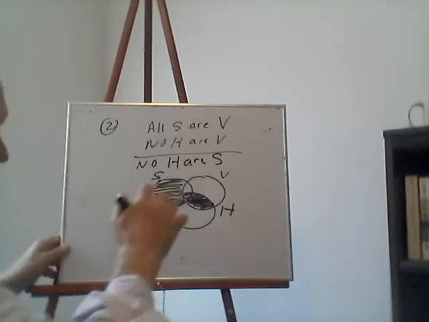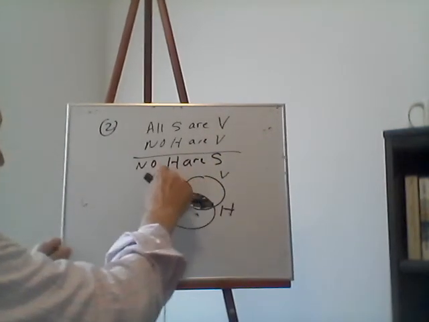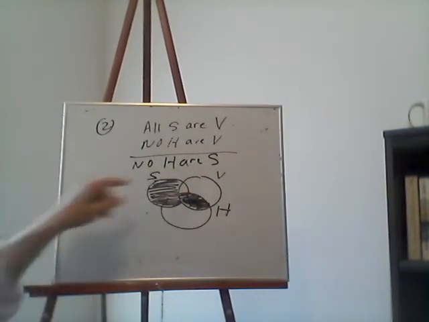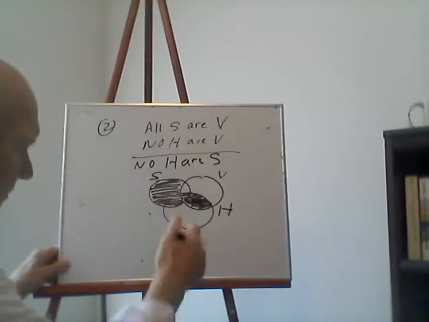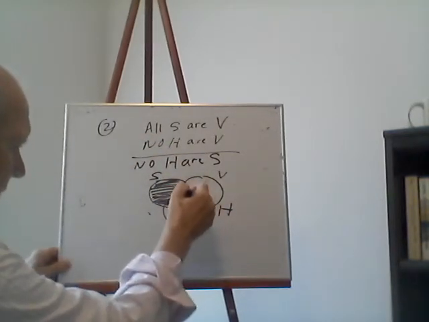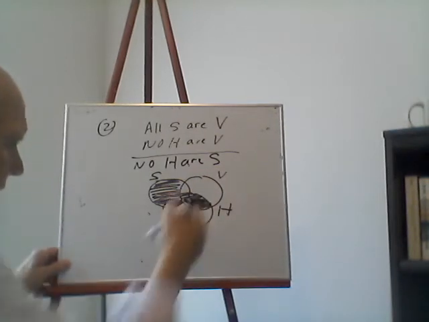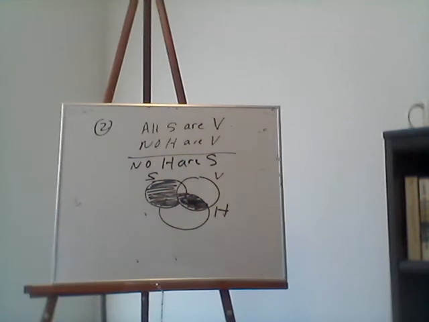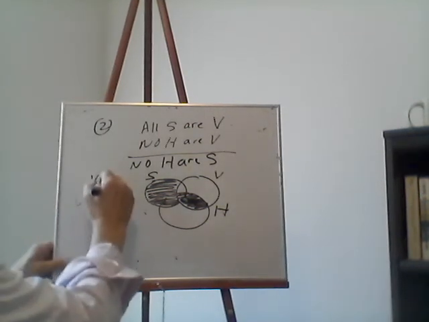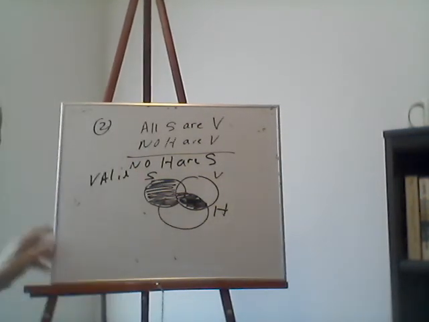So if this is a valid argument, we should be able to look at this picture and know that no H or S. Do we know that? Yes. Look in the intersection of the H and S circles, and there's nothing there. They're both darkened out. So it's a valid argument. Okay.